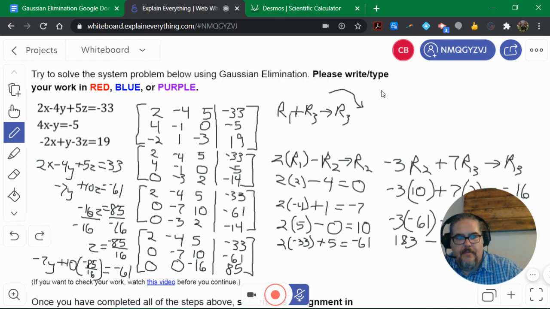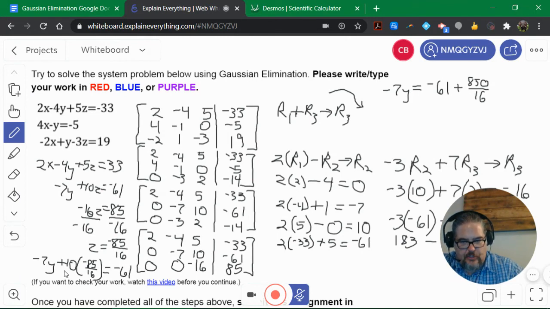So we've got negative 7y equals, and I'm going to transfer that to the other side, negative 61 plus 850 over 16. So as you can see, all I did was distribute the 10, which gives you a negative 850 on top, and then I added this whole fraction to the other side. Okay, so let's go ahead and use our calculator. Negative 61 plus 850 over 16.